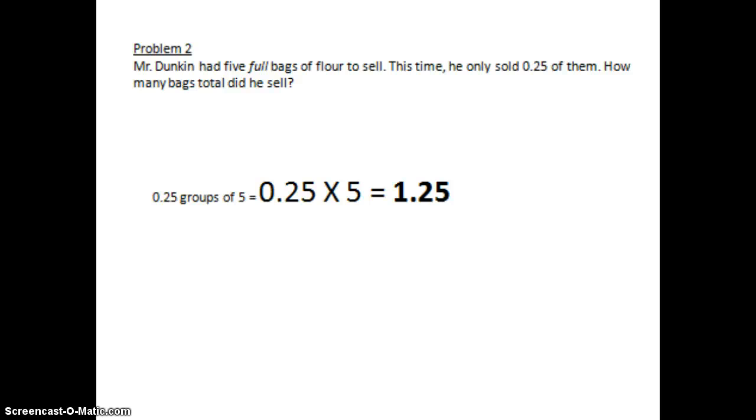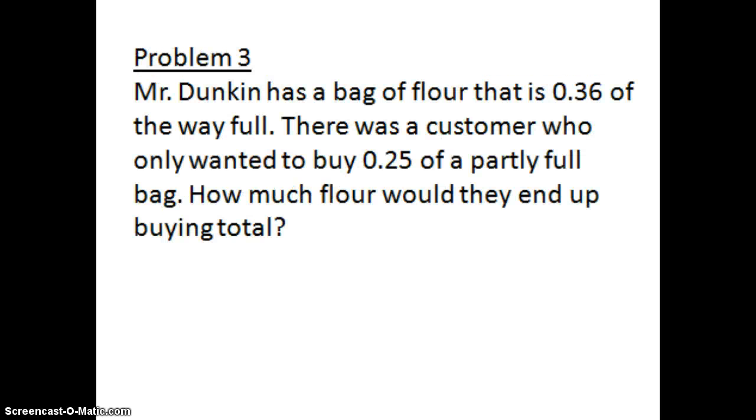Finally, in our last story problem, Mr. Duncan has made things a little more complicated. Remember his bags which were partly full and sold for a discount? He's doing the same thing again. This time, he has some customers who only need a little bit of flour though. Mr. Duncan has a bag of flour that is 0.36 of the way full. There was a customer who only wanted to buy 0.25 of a partly full bag. How much flour would they end up buying total?